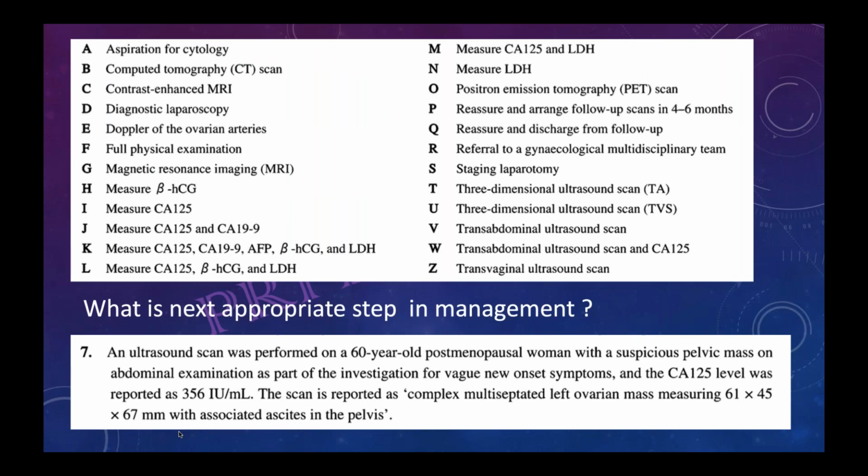Okay, now a 60-year-old woman, suspicion of cancer, suspicion of what? Pelvic mass, vague symptoms, CA125 365. Scan shows complex cyst. What will be the next step? In this question, understand you are getting a hint of a possibility of cancer because you have suspicion. It is only suspicion of cancer. So what will be your next step?